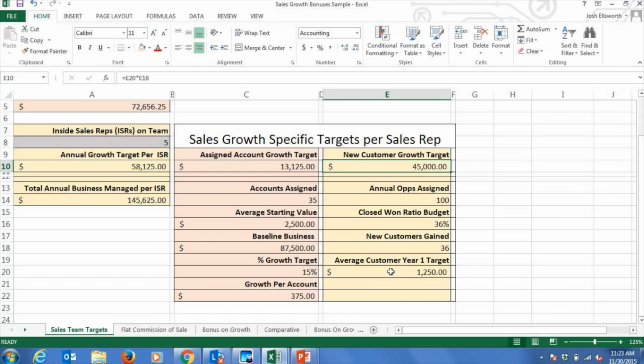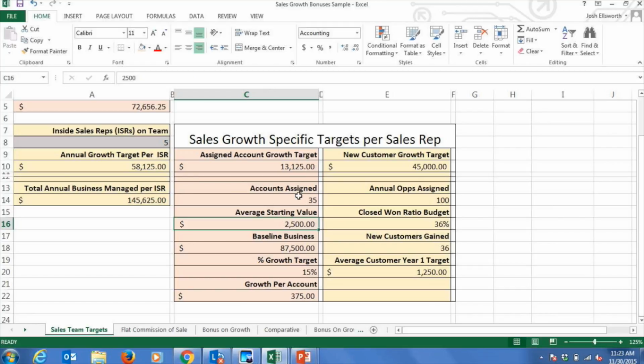But this one factors in some baseline account assignments. So the idea is, if you don't have any sales reps today and you're looking for a sales rep to manage some existing customers and hopefully provide some growth in them, work them a little more effectively than if they were unmanaged, I think that's expected. You want some existing account growth here. So in this scenario we've assigned 35 accounts that you see in C14 here. They have an average starting value of $2,500, so these are established accounts.